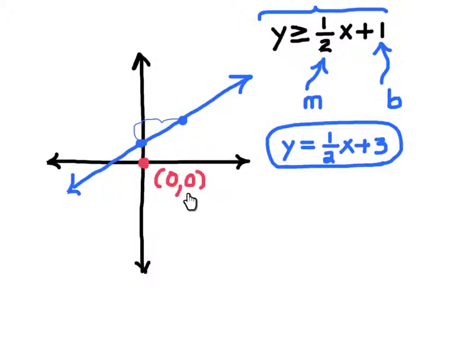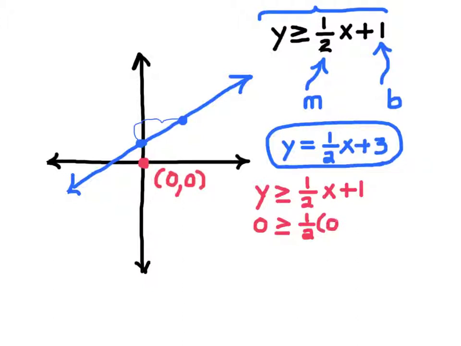Let's go ahead and test the origin with the original inequality. The original inequality says, and we'll write this in red, that y is equal to and also greater than. So will y be greater than or equal to 1/2 x plus 1 when x and y are equal to 0, 0? Well, to replace y with a 0 here, is 0 greater than or equal to 1/2 times an x value of 0 plus 1? Well, the left-hand side of this inequality is 0, and the right-hand side is 1/2 times 0, which is 0, plus 1. So the right-hand side is 1. Well, 0 is not greater than or equal to 1, so this is a false statement.